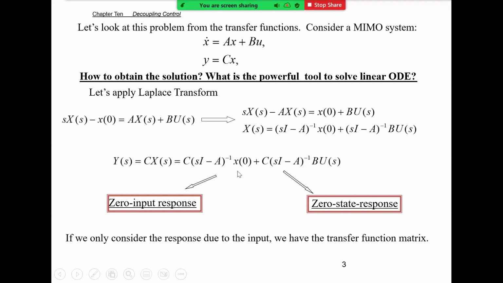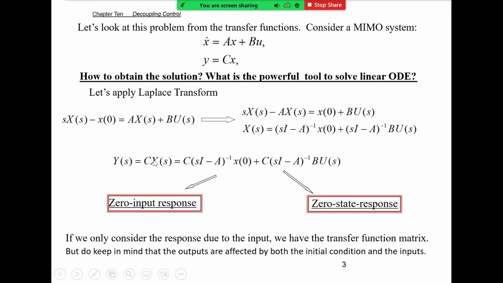And this is what we call the transfer function of this term. So if we are only interested in the response of the system due to the input only, we ignore this part and only look at the second part. This one we can rewrite as a transfer function. So the output will be a transfer function times the input.